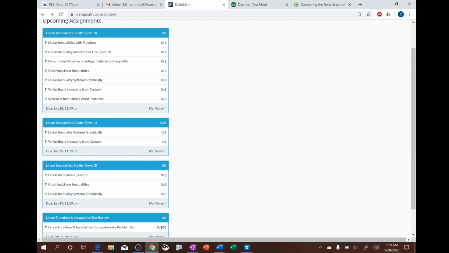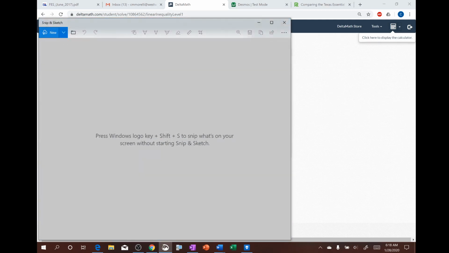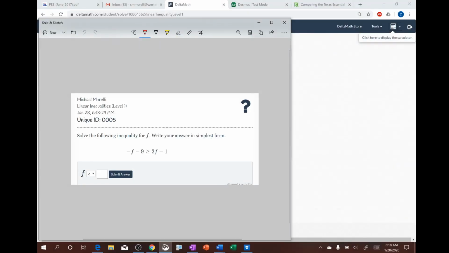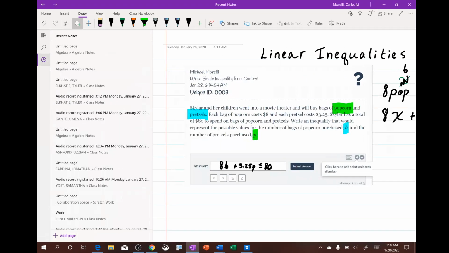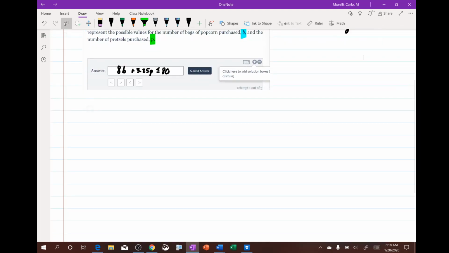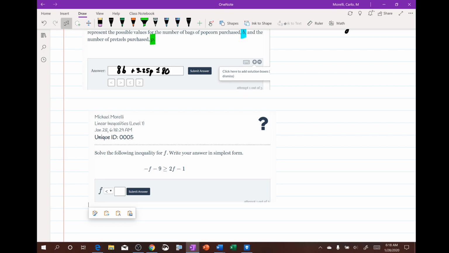Linear inequalities. Level 1. Solve the following linear inequality for f. Write your answer in its simplest form. Okay, something else we need to do some work on. Grab this here and drop it into our OneNote. Okay, so we have to solve the inequality. So we have to do a little bit of work here.